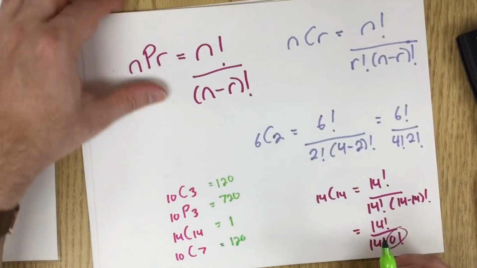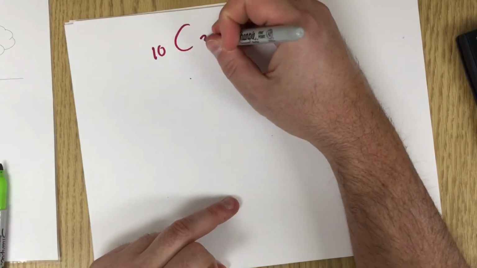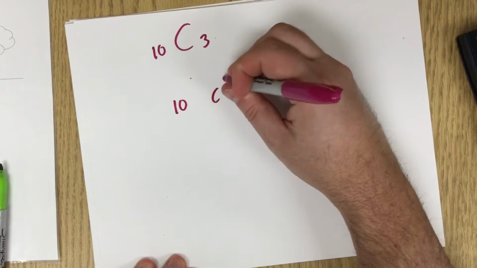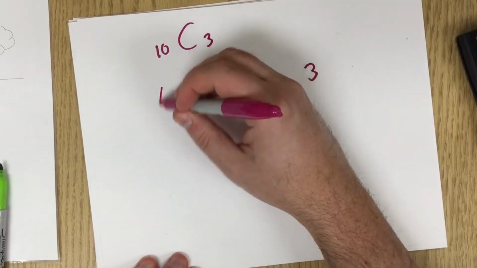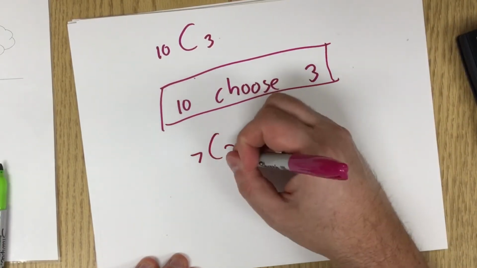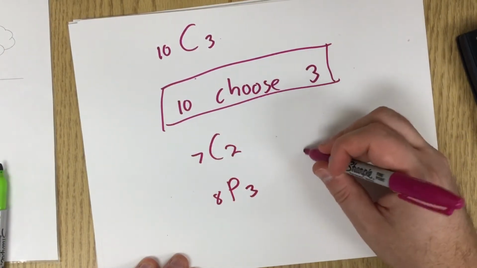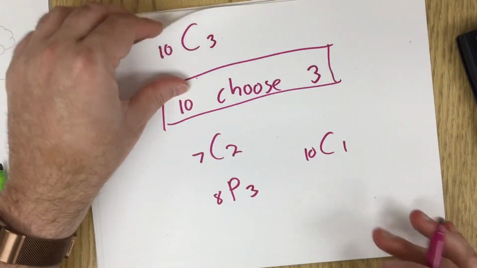So the wording we use, nCr, the way I say this is 10 choose 3. And that's the wording I'm going to use always. So that would be 7 choose 2, 8 pick 3, 10 choose 1, and something along those lines.